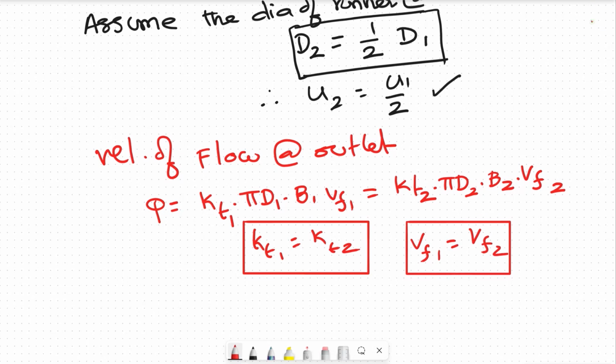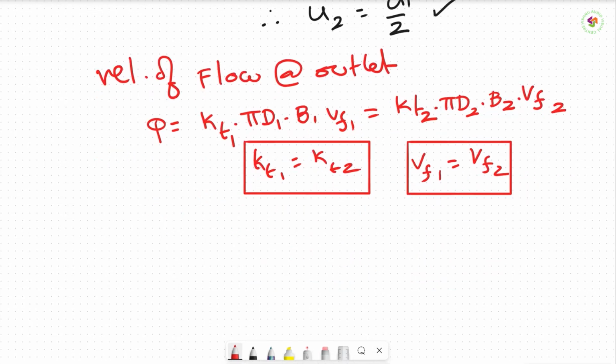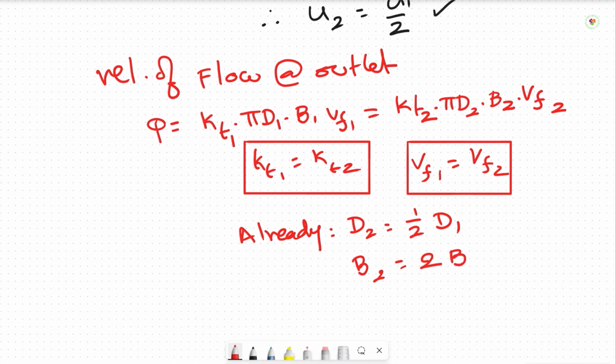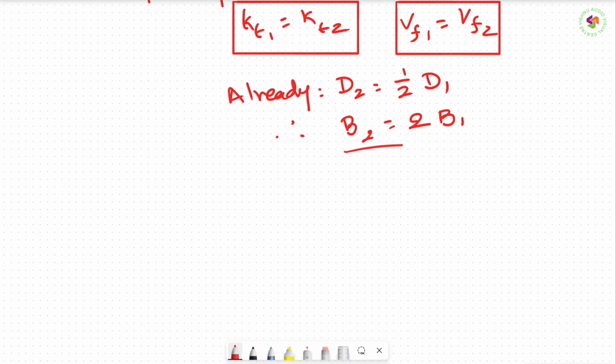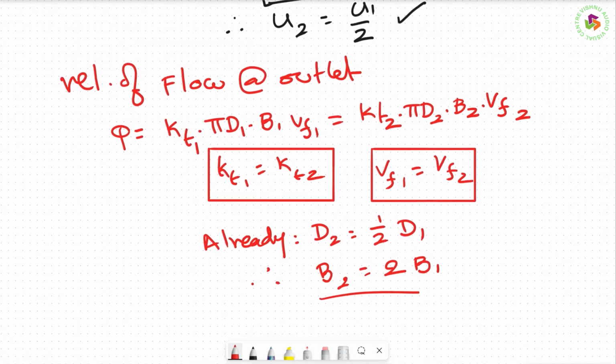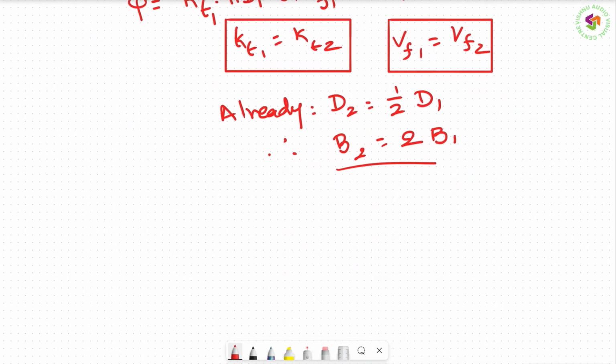That is number two. Therefore, what is the relation, because we already know D2 is equal to half of D1? B2 must be equal to twice B1. This is done from only this equation. If D2 is equal to half D1, naturally B1 is equal to B2 by 2, or B2 is equal to 2B1.